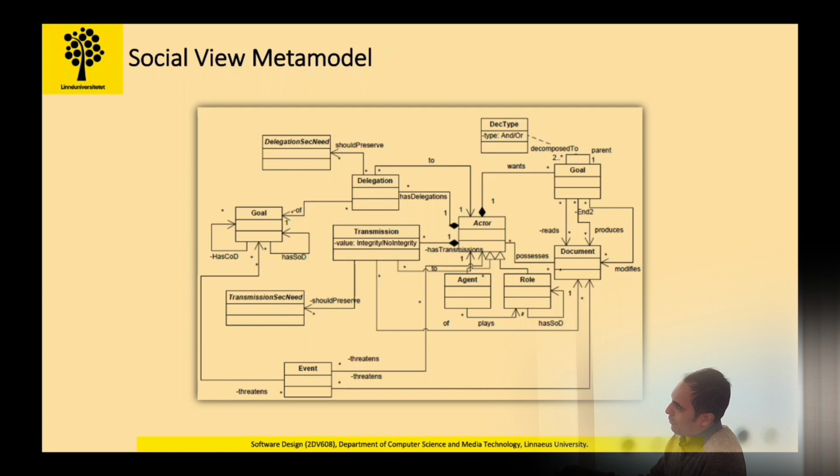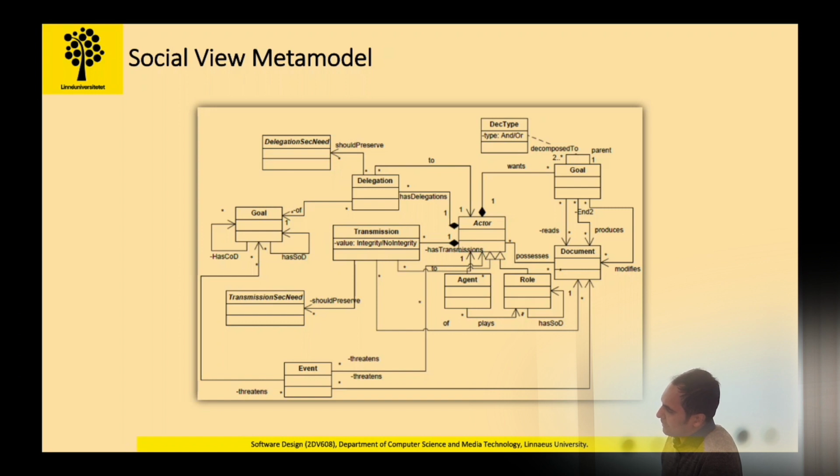Each actor wants to fulfill a number of goals. Goals can be composed or decomposed of multiple sub-goals. Goals can produce or modify or edit some document, and this document can be either transmitted or delegated to other actors. Actors can also do the delegation, and these delegations are basically either about the goal or about the document or information.